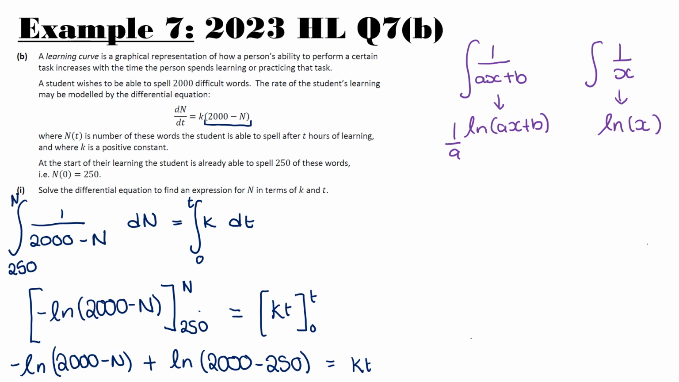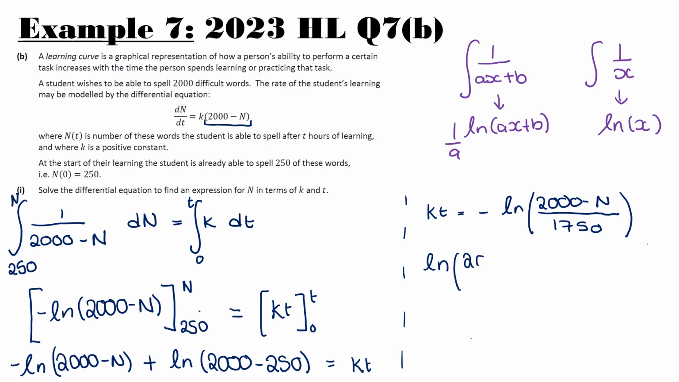So what we get, if you want to pull that minus out in front, we can do kt equals minus the natural log of (2,000 minus n) all over (2,000 minus 250), which is 1750. That is exactly the same as the natural log of 1750 over (2,000 minus n). So you're absolutely fine to do that whichever way you prefer. We're trying to find n, so I'm going to flip this. So the ln of (2,000 minus n) all over 1750 is equal to minus kt.